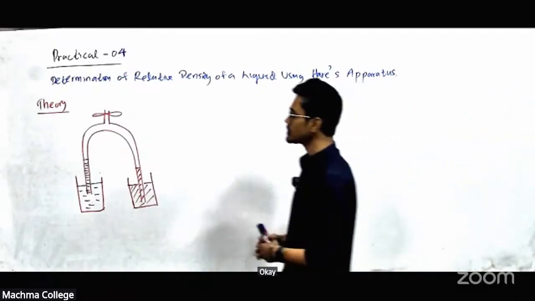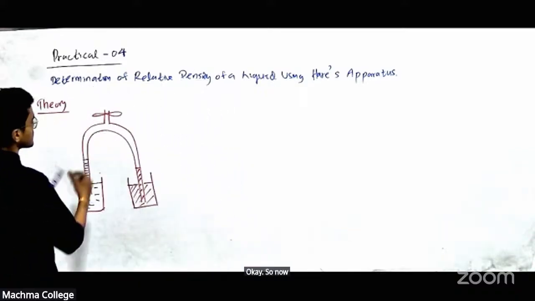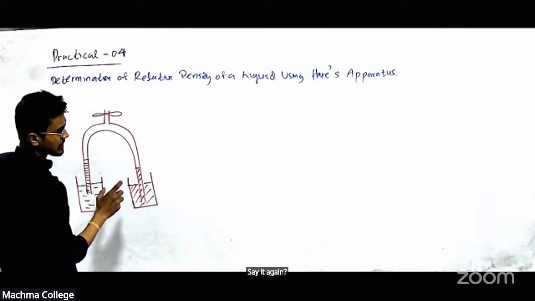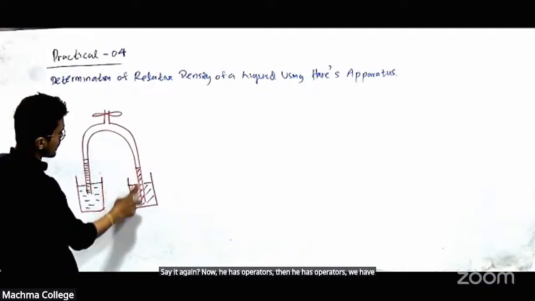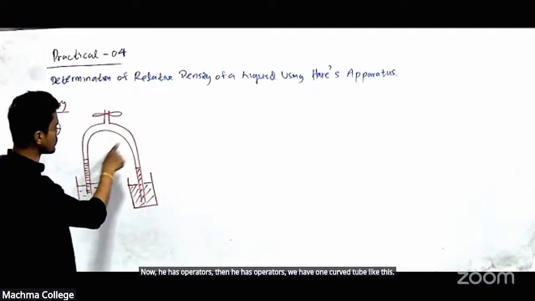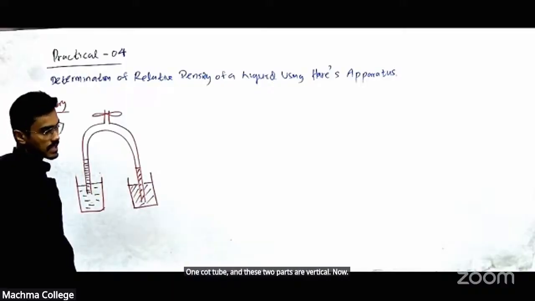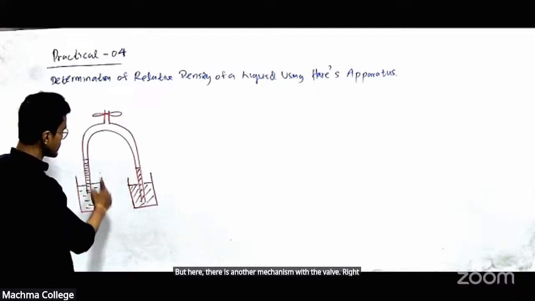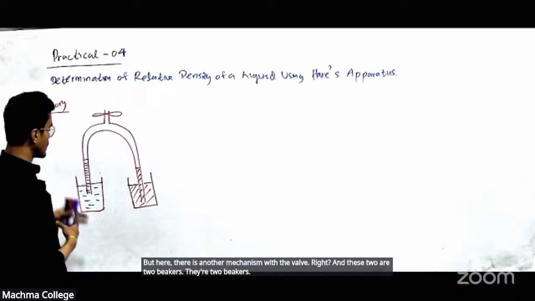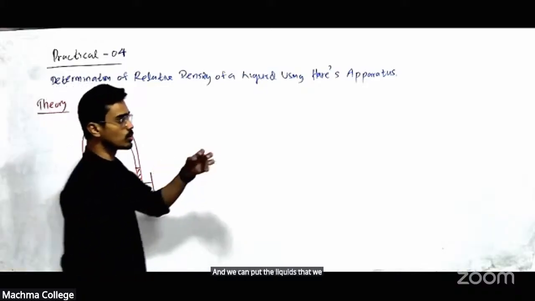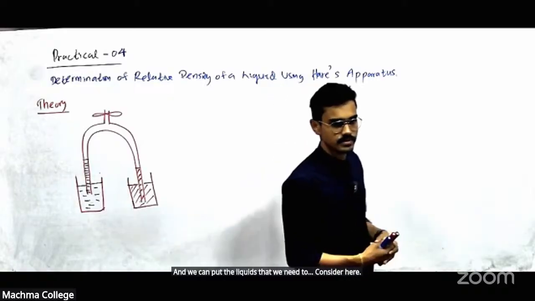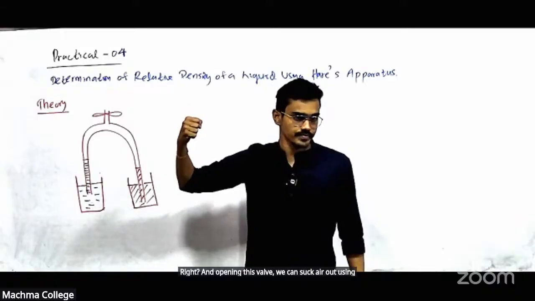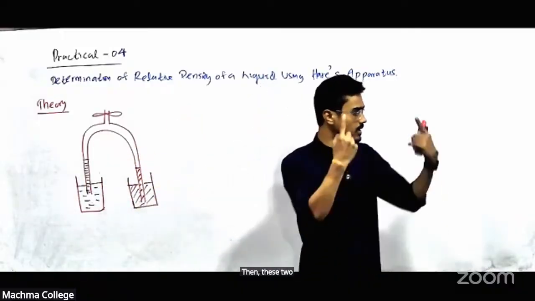Okay. So now, once this air is sucked out, listen again. In Hare's apparatus, we have one curved tube like this, and these two parts are vertical, like an upside down U tube. But here there is another mechanism with a valve. And these two are two beakers. We can put the liquids that we need to consider into the beakers. Opening this valve, we can suck air out by mouth. Then these two liquids rise up along the limbs.